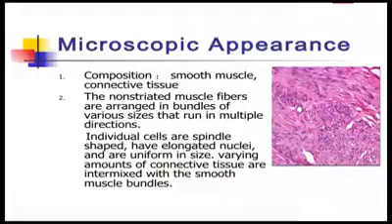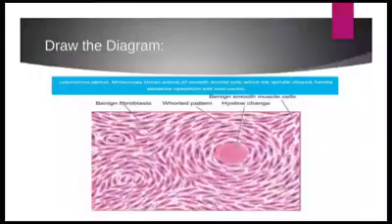On microscopic examination, it is composed of smooth muscle cells and connective tissue. Non-striated muscle fibers are arranged in bundles of various size that run in multiple directions. Here you can see this is a whorled pattern appearance of smooth muscle cells which are spindle-shaped, with elongated nuclei and uniform in size. Here you can see a hyaline change and these are the smooth muscle cells which are arranged. They are spindle shaped and they have abundant cytoplasm and oval nuclei. And here you can see the fibroblast, that is benign fibroblast.